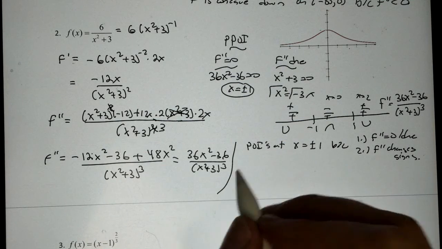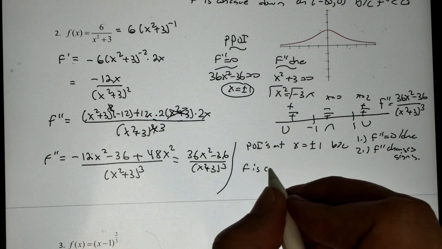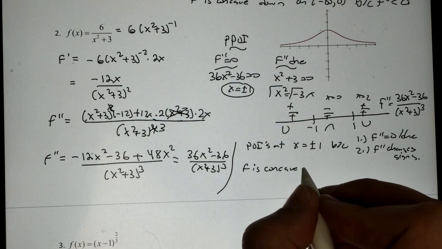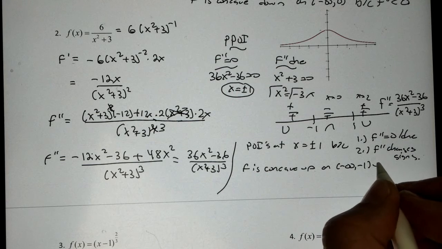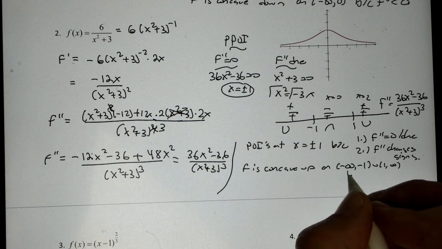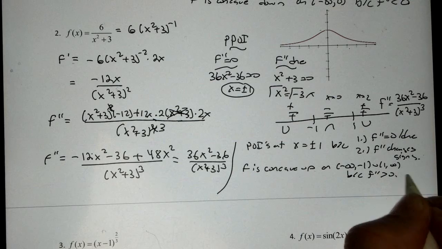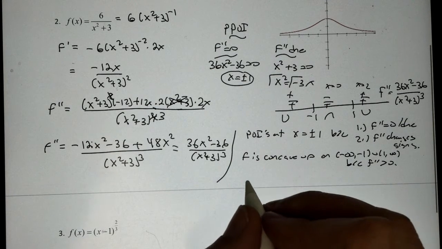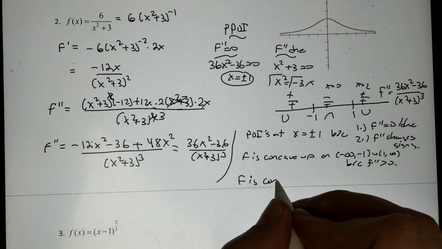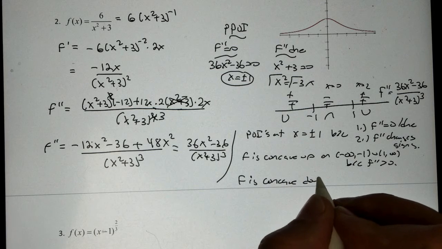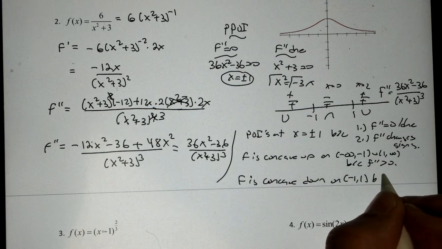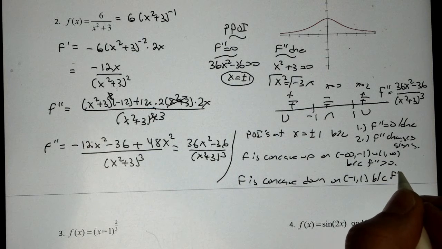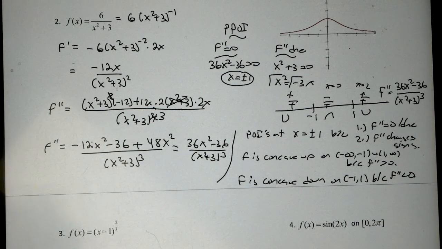Concavity, let's discuss the concavity. F is concave up on the following domains: negative infinity to negative 1, or 1 to infinity, because the second derivative is positive. F is concave down on the domain negative 1 to 1, and that is because the second derivative is less than 0. How much fun that is.